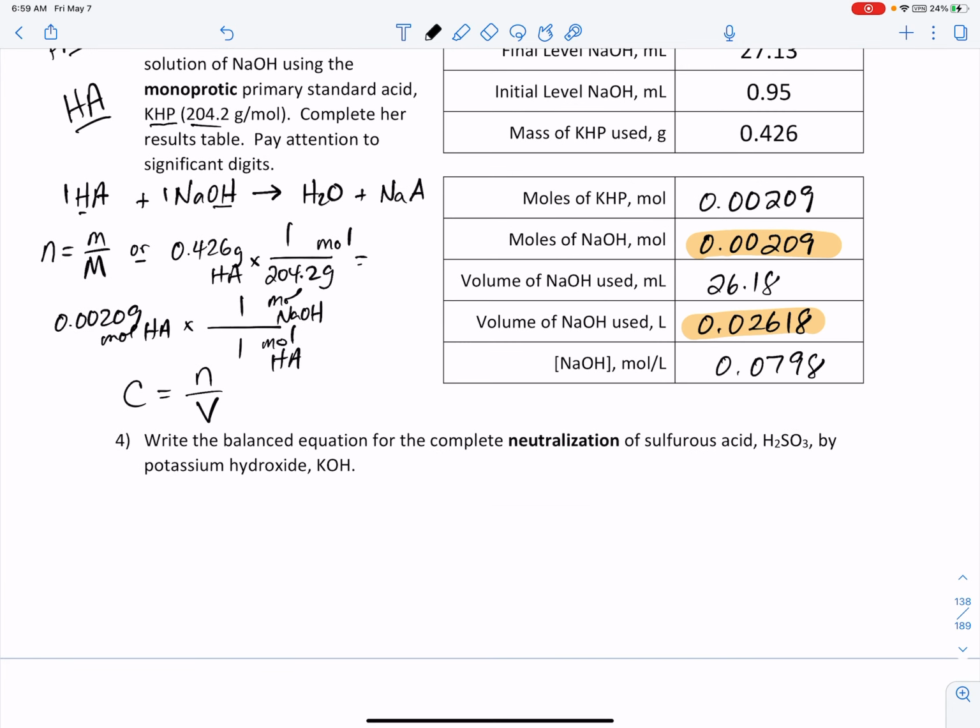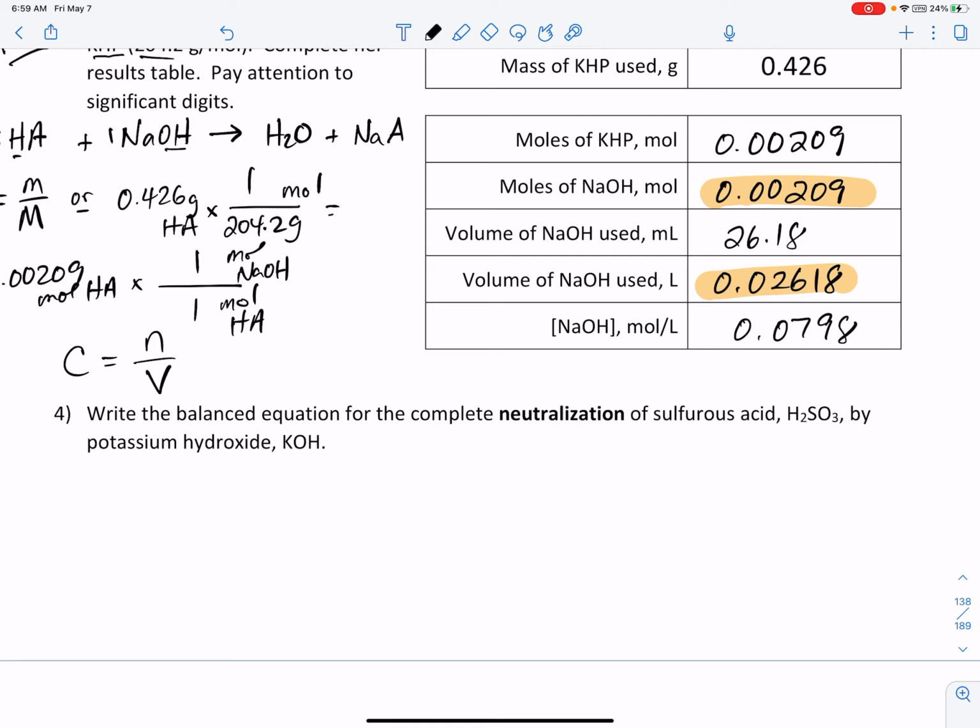Question 4, pause and see if you can just write the balanced equation for the complete neutralization of the sulfurous acid H2SO3 with potassium hydroxide KOH. So this acid is diprotic, and it's going to react with our strong base. Again, I know that's a strong base because it starts with a metal, potassium, the left side of the periodic table, bonded to hydroxide. That's a strong base.